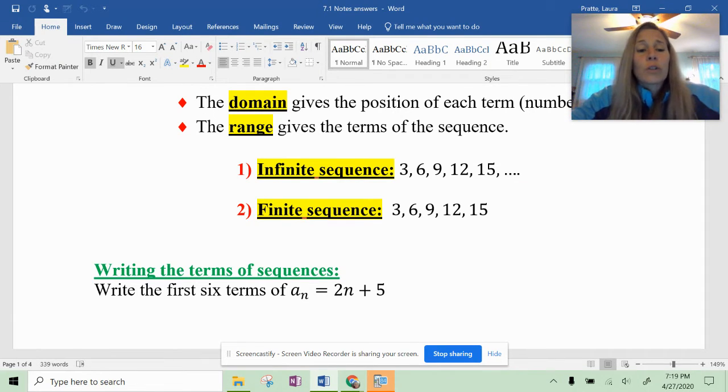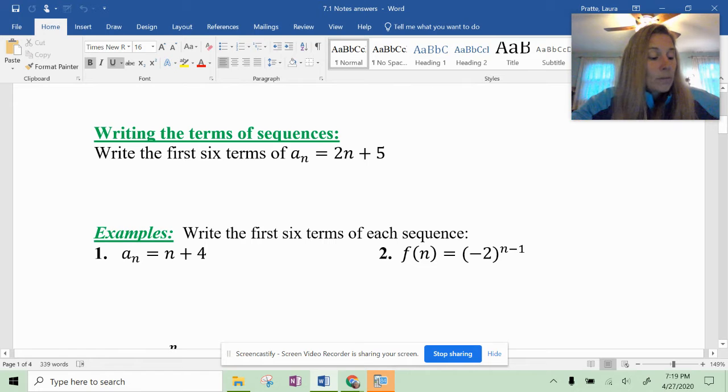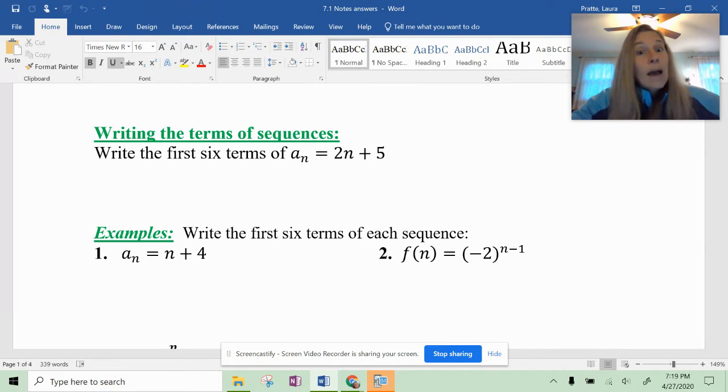So the first thing we're going to talk about is just writing the terms of sequences. So basically, for me, it helps me a lot when I put everything into an input-output table kind of setup. That kind of helps me keep it organized so I remember exactly what I'm doing. So let's see if I can pull this up here on the side.